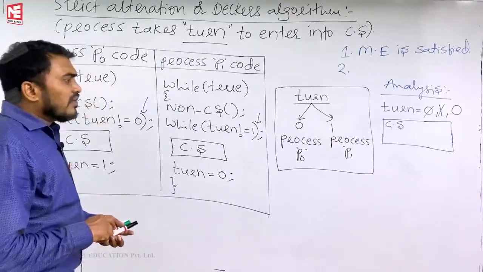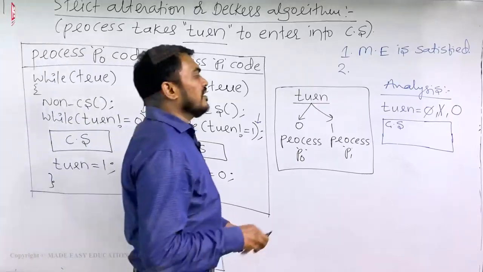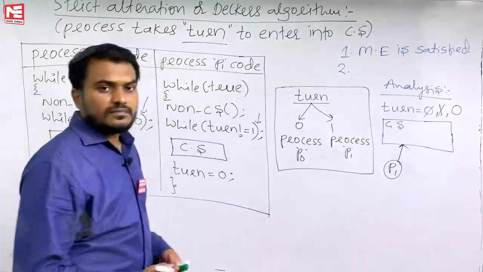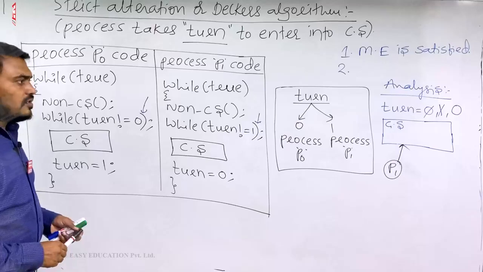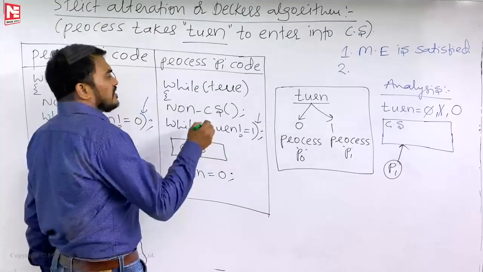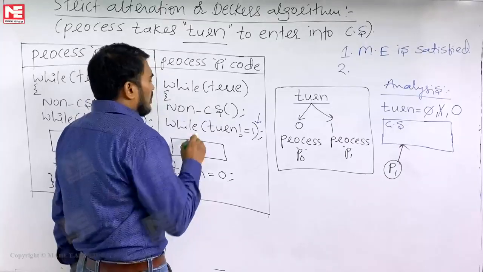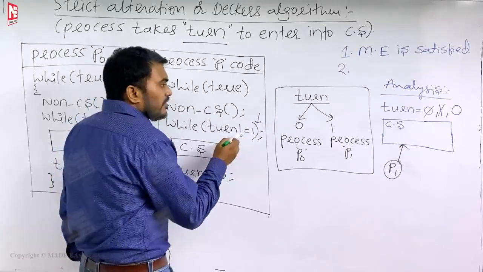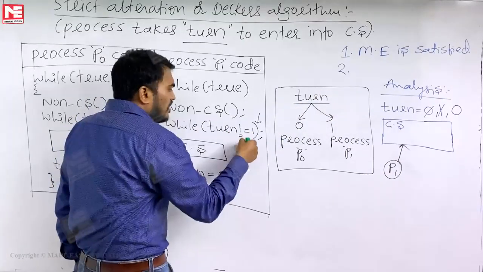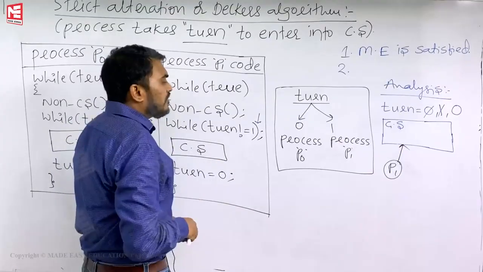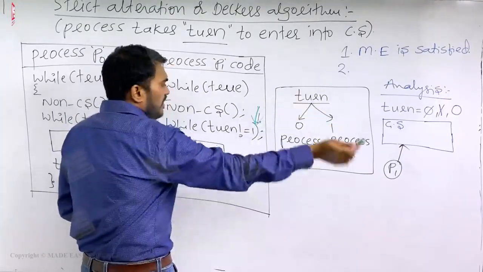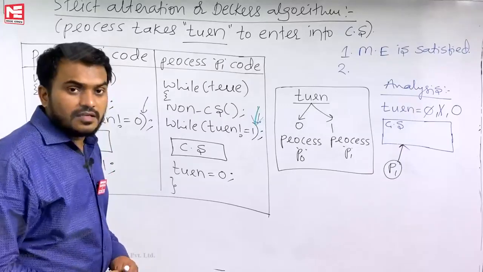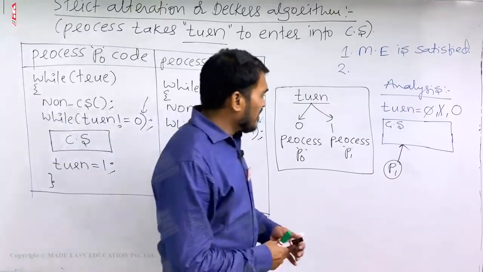Turn value is 0. Now, let us say after some point of time, P1 is trying to enter into the critical section. Check, P1 is trying to enter. While true, infinite condition. Non-critical section, some independent code. While turn not equal to 1. Now tell me, what is the turn value? 0. So 0 not equal to 1, true or false? True. If it is true, the process will stop here. So it cannot enter into the critical section. So now what you understood here? Now the critical section is free.